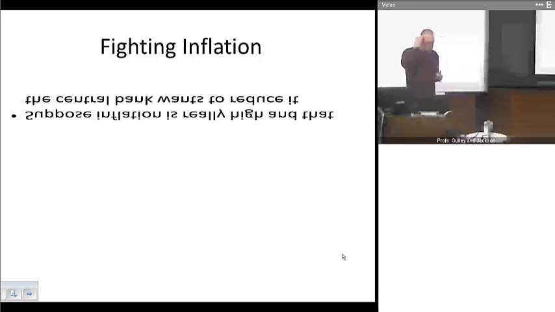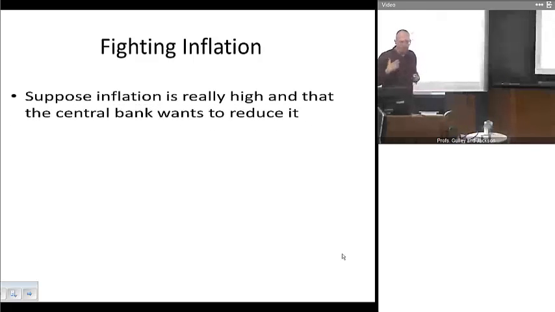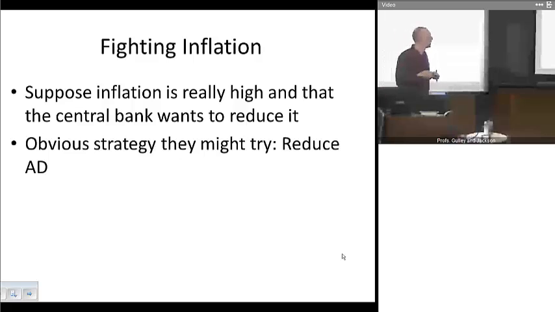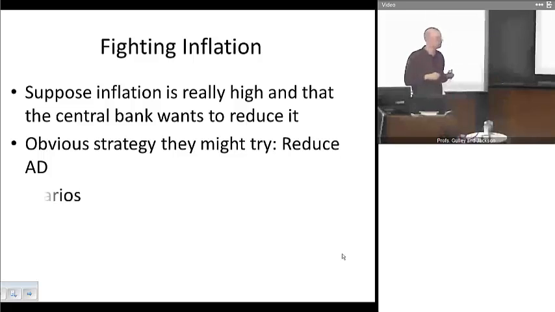Well, let's suppose, just for the sake of argument, that the Fed is facing a relatively high and undesirable inflation rate and that they want to reduce it. And so, not surprisingly, they would tend to pursue a strategy that would reduce aggregate demand, shift the AD curve to the left, and that, of course, would work to reduce the inflation rate. So that seems very reasonable.